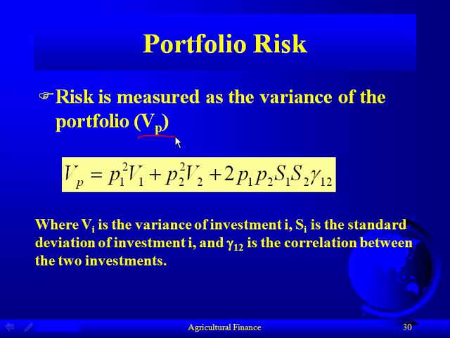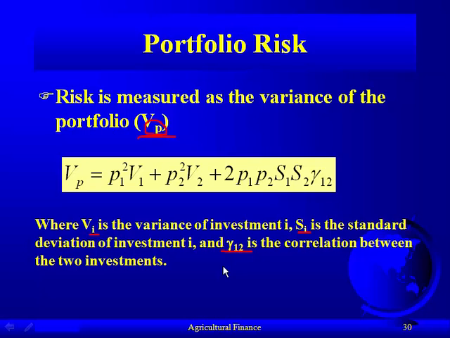And this V represents the variance, the P represents the portfolio, and the i represents the variance of the investment i, or the dispersion around that mean. The S represents the standard deviation, which is the square root of the variance. And this gamma subscript 1,2 represents the correlation between the investments 1 and 2.